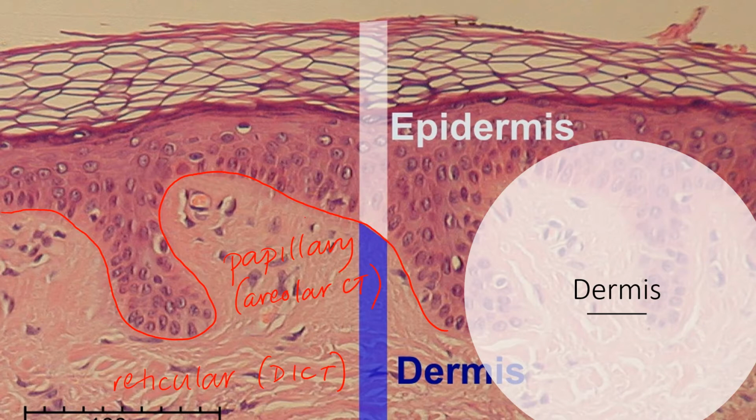You're going to identify the papillary layer, the areolar connective tissue, mostly by its proximity and orientation against the epidermis, which is all the connective tissue that forms these big finger-like projections immediately deep to those invaginations of epidermis.